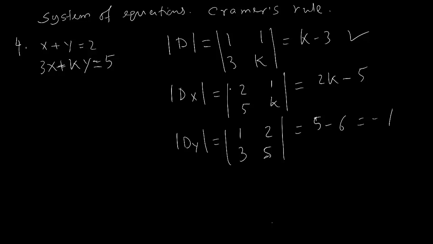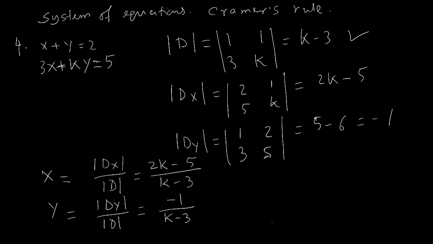And then keep your second column for y as it is. Now you have 2k minus 5, this is your dx. And then the determinant dy will be found the same way. You get 5 minus 6, which is negative 1. When you write the solution for this system, your dx determinant is 2k minus 5, put it here, and then the determinant k minus 3 goes there. This way you find your x and y in terms of k, and you are done.